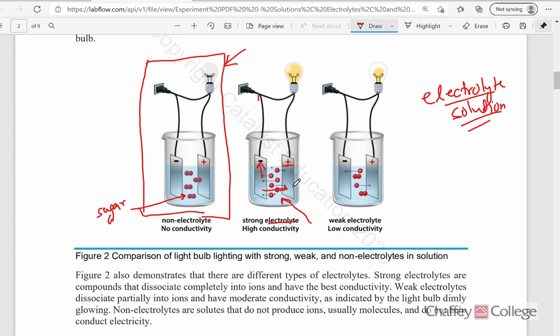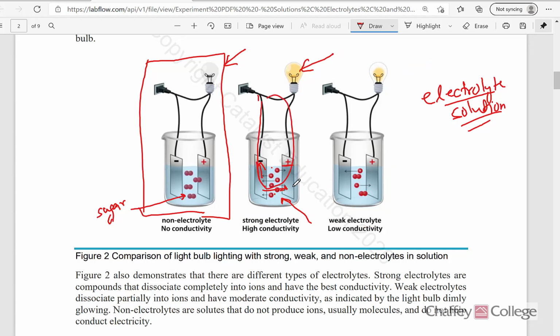Now, depending on the solubility, some electrolyte solutions conduct a lot of electricity, they conduct a lot of charge. In those cases, the light bulb will glow much brighter. Those substances are known as strong electrolytes. In other cases, we have very few ions in the solution, and therefore they conduct less charge or less electricity, and the light bulb does not glow that much. So those electrolytes are known as weak electrolytes.